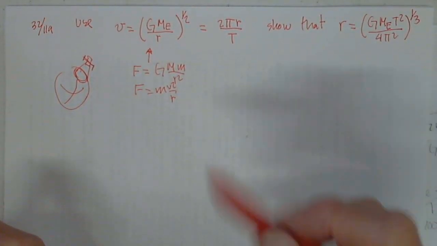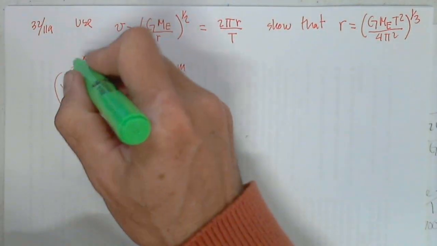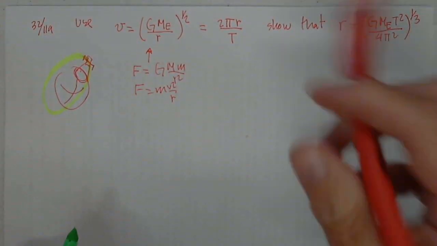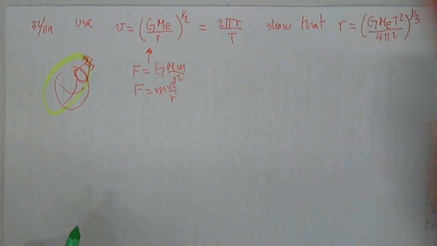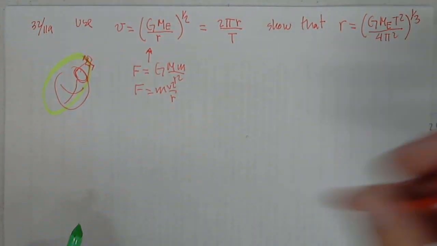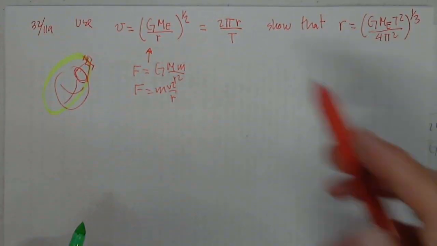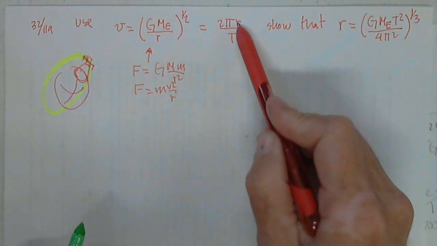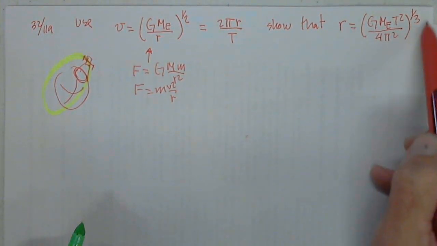But the velocity of the satellite is also the circumference around it, and that distance is 2 pi r, divided by the period, the time it takes to do a complete cycle. And this is important because with these two equations we got r on the left hand side, r on the right hand side. We can solve for r and get this equation.